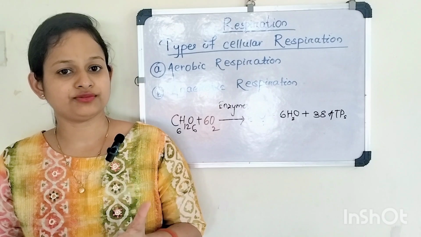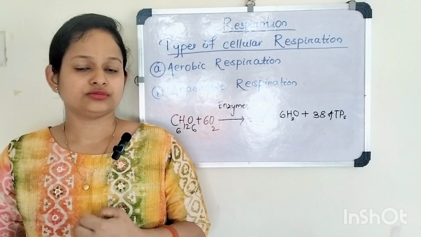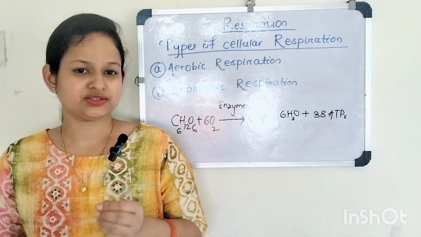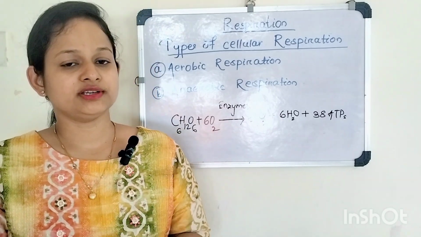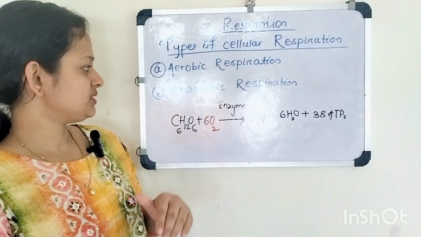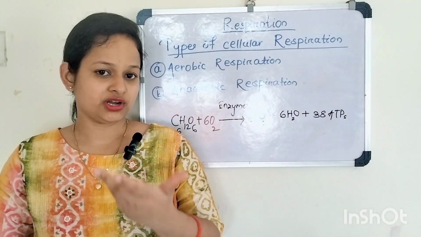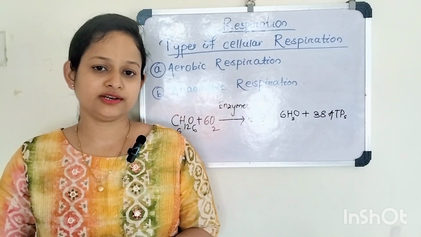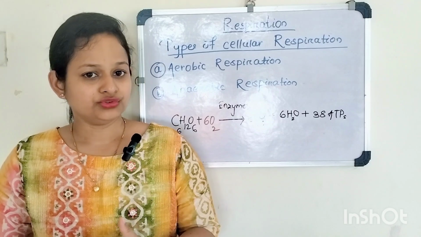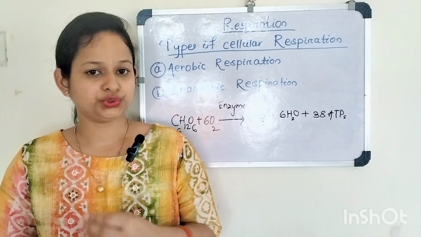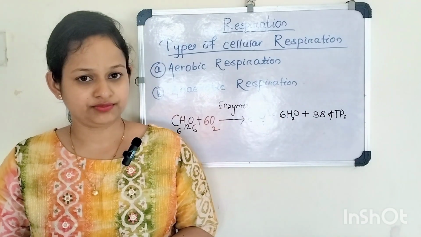So out of the four steps of the process of respiration, we have to know about the cellular respiration in some detail. The cellular respiration takes place in two types, and they are aerobic respiration and anaerobic respiration. The aerobic respiration takes place in the presence of oxygen, and during the aerobic respiration, one molecule of glucose will be completely oxidized to carbon dioxide, water, and 38 molecules of ATP.